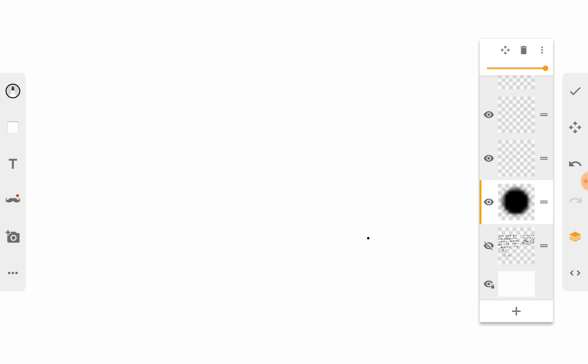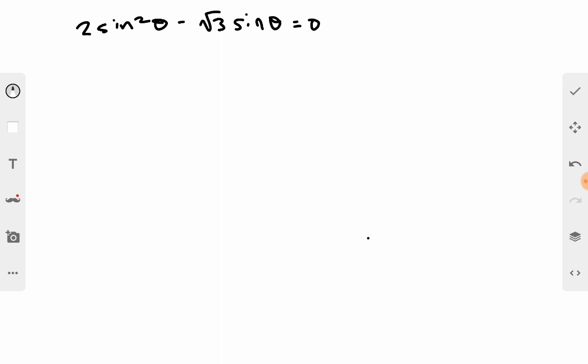Okay, let's say that we have 2 sine squared theta minus square root 3 sine theta equals 0. Using our same strategies that we would have had in, say, college algebra, remember you always want to look for common factors first, then you want to look for binomial factors, and then usually if it's something more complicated than that, we're going to go to the graphing calculator. We'll look at that in just a minute.